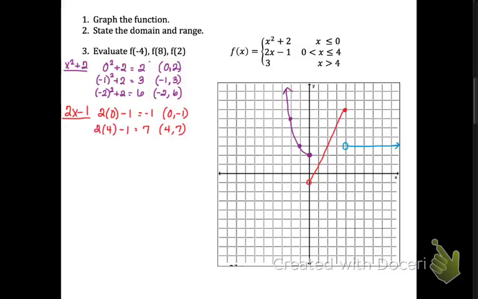All right, so now it wants to know domain and range. So here's what we need to look at. Let's look at the domain first. I have an arrow that goes to the left, and I have an arrow to the right. So I know that everything from here on is going to be included, and everything from here on is going to be included. The question is this blank space in the middle.